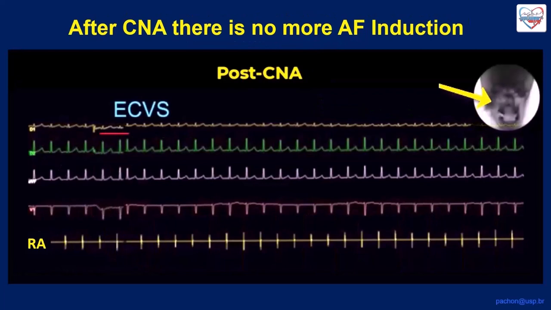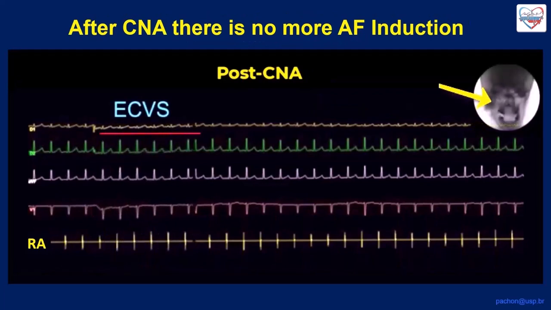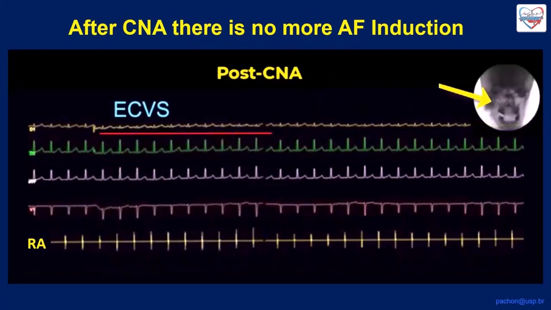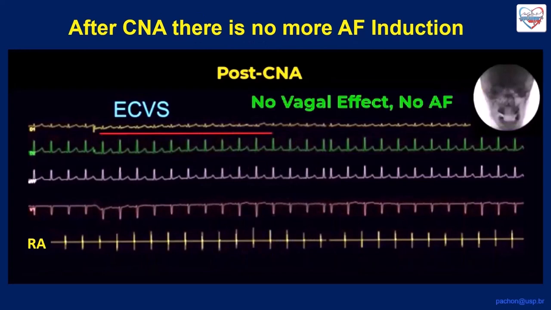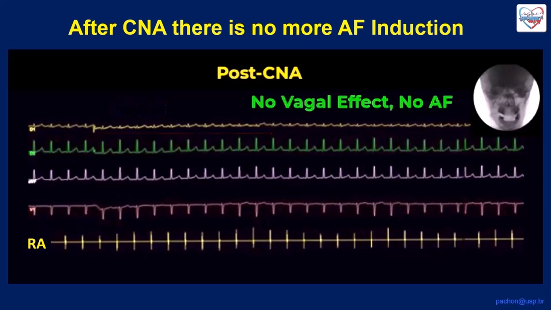After cardioneuroablation, the extracardiac vagal stimulation is repeated. We can see that there is no more induction of bradyarrhythmia and there is no more induction of the atrial fibrillation. It's possible to see also that the heart rate was increased because the effect of the cardioneuroablation is an elimination of the vagal tone that causes, obviously, an increase of the sinus rate.